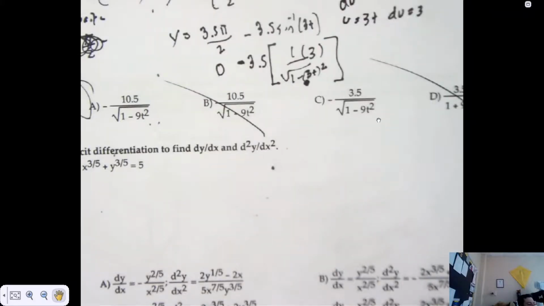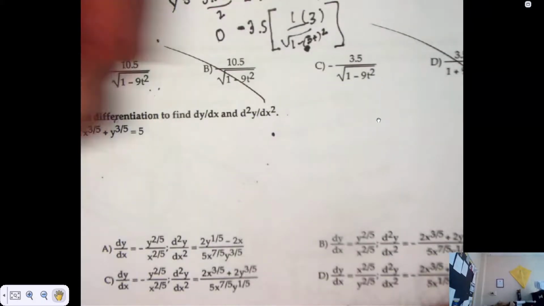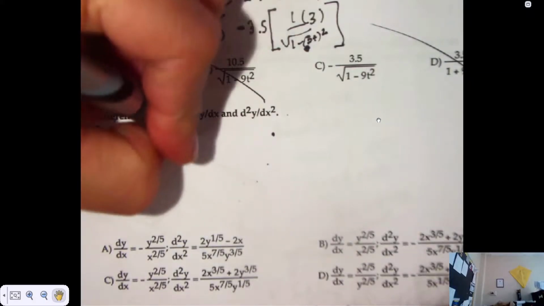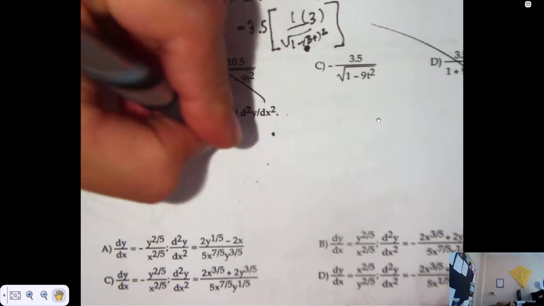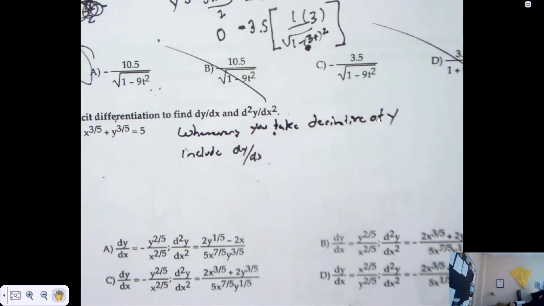It's the last one, Tanner. This is where you take the first and second derivative. It's called implicit differentiation. It starts off pretty easy. Then it gets a little bit rough because you have to use substitution techniques. The deal on these is whenever you take the derivative of y, include dy dx. I think that's really the gist of it. It's the only real difference.